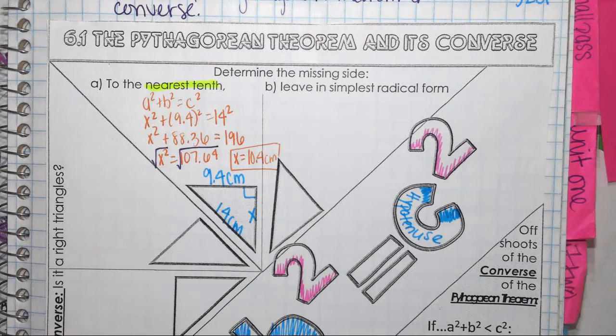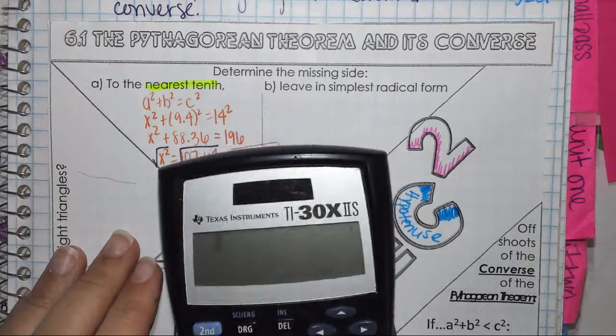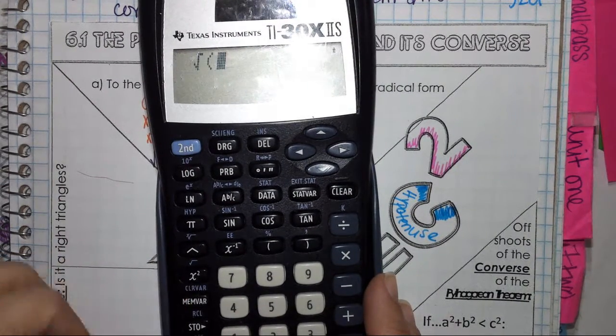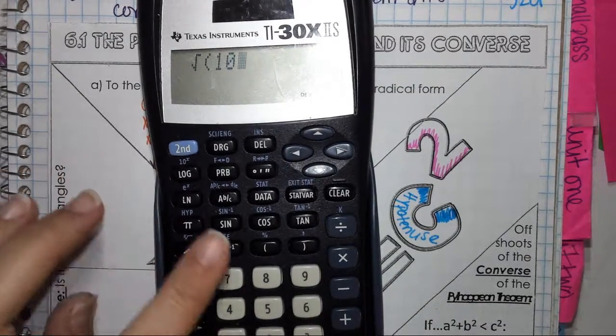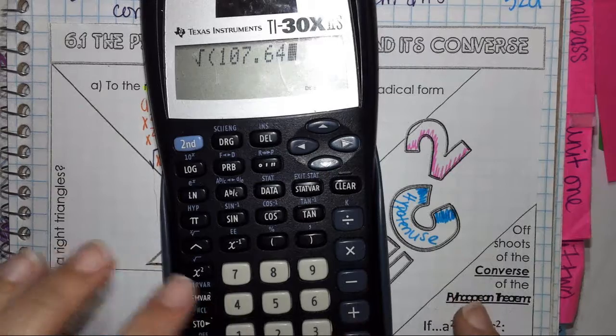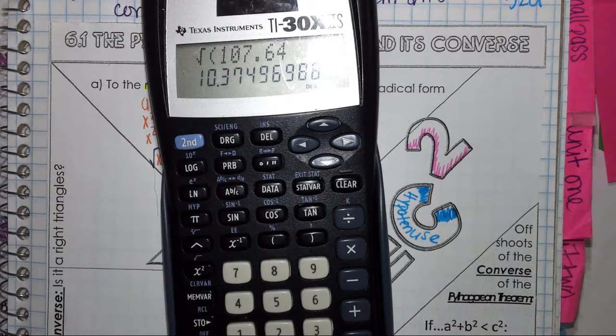May I borrow your calculator, Nakia, so I can show him what buttons to press? So for those of us that don't know what buttons to press, you hit second and x squared. That gives you the square root. And then you type in 107.64. And then we round it to 10.4. Oh, yeah. There's a 7 and then a 3. I got you.